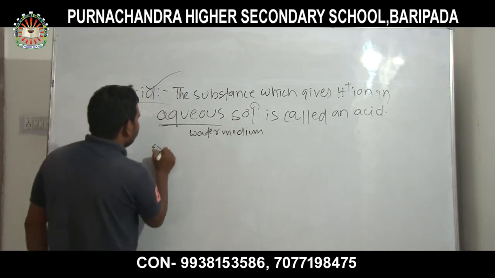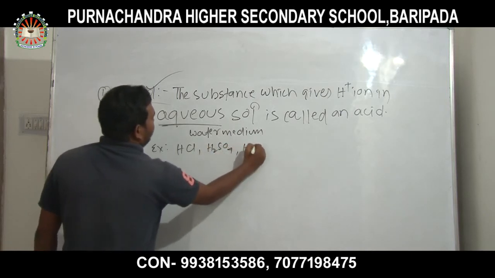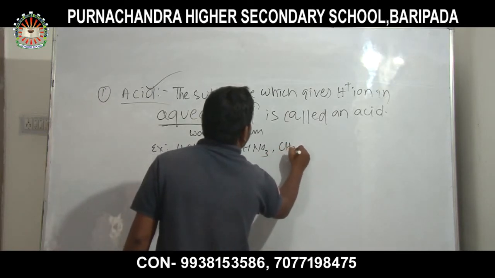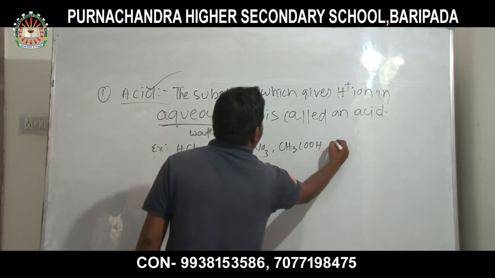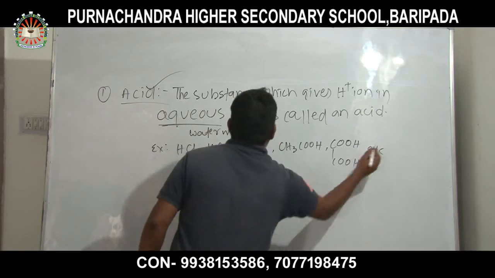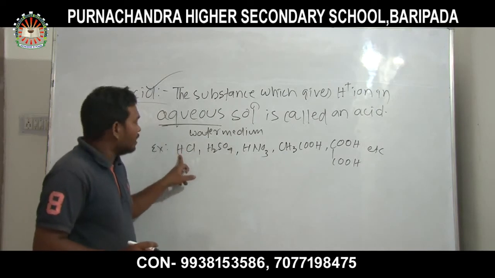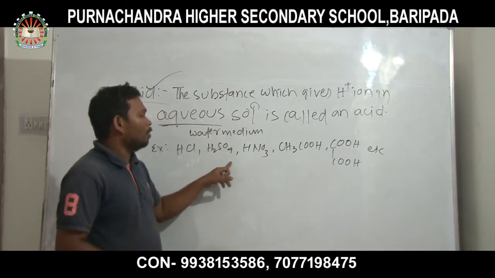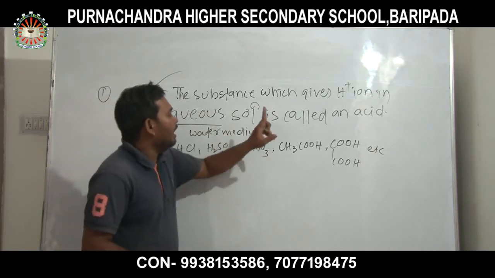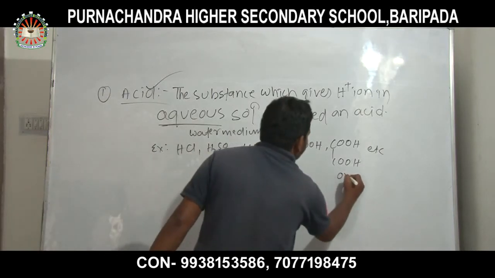For example, HCl, hydrochloric acid, H2SO4, sulfuric acid, HNO3, nitric acid, CH3COOH, acetic acid, etc. are acids. Sulfuric acid is the king of all acids. Then nitric acid, acetic acid, and oxalic acid.